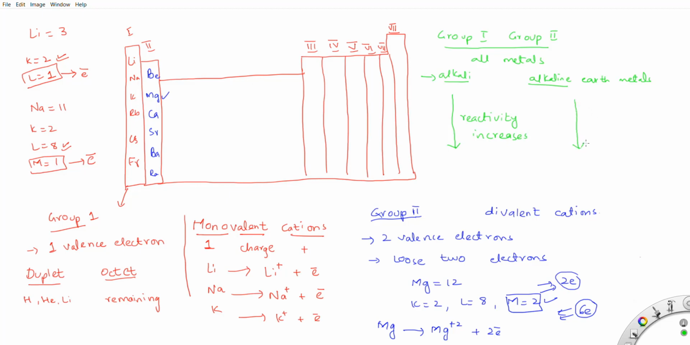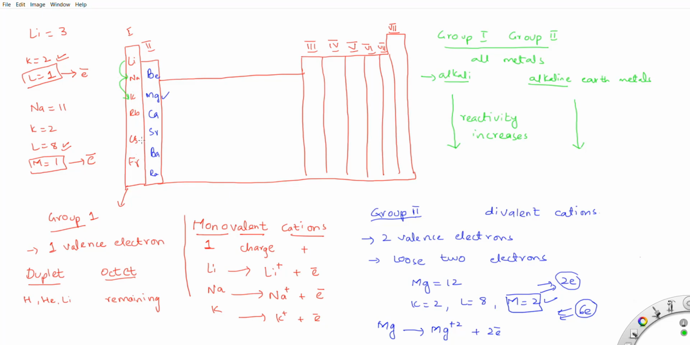That means, if you are comparing lithium with sodium, the idea is reactivity has to increase down the group. So lithium would be less reactive as compared to sodium, and sodium would be less reactive as compared to potassium. Put it another way, potassium would be far more reactive as compared to sodium and lithium. So as we move down the group, reactivity increases.